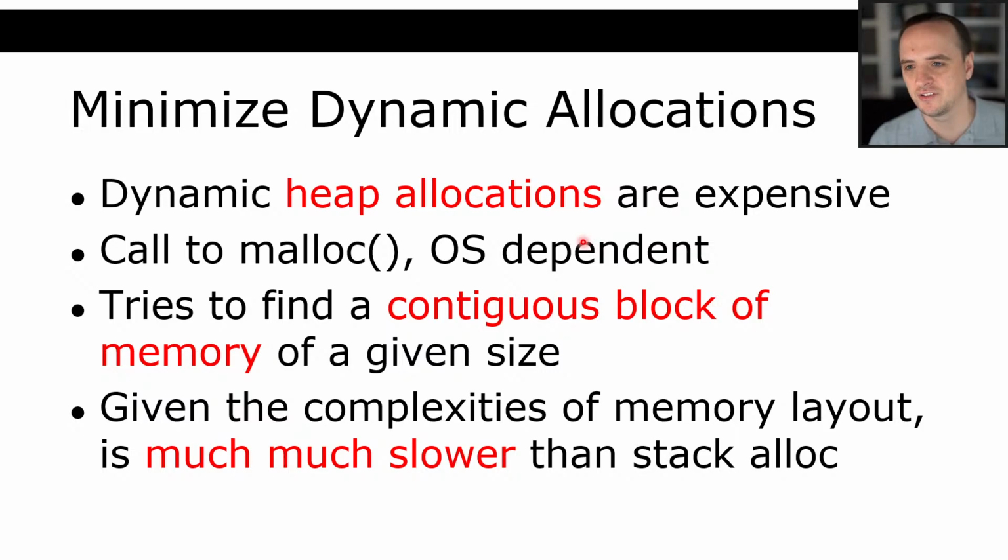And one of the main reasons that it's pretty expensive is because it tries to find a contiguous block of memory of a given size. And if your memory is super fragmented, then it may take a while to find that contiguous memory. And so given the complexities of memory layout, it's much, much, much slower to use dynamic memory allocations than it is to use stack allocations.